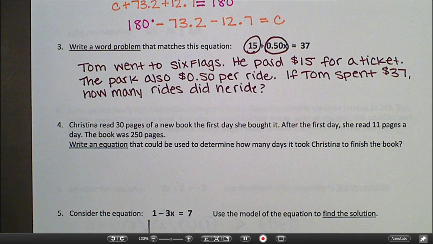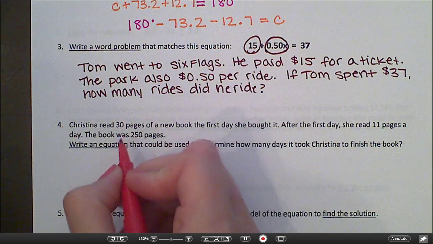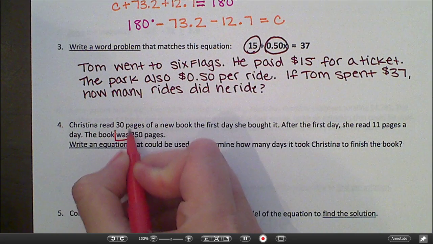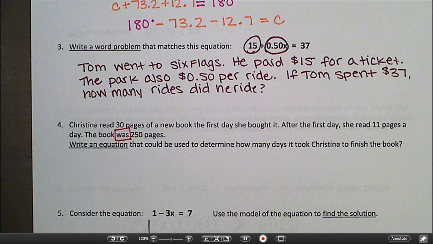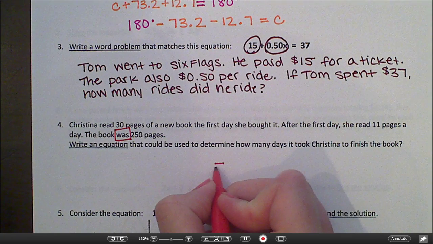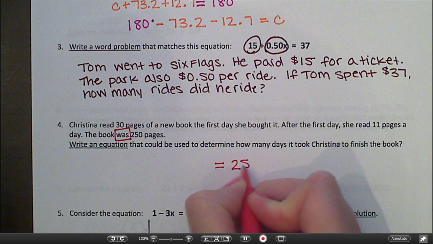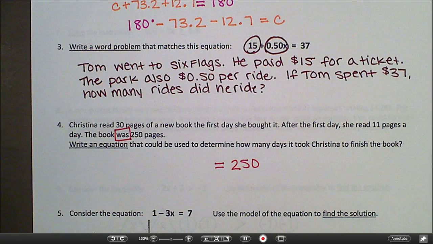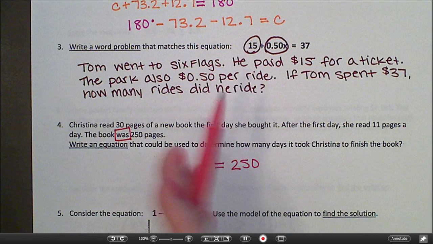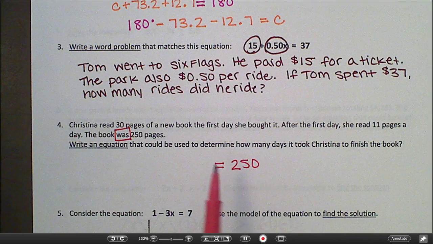So if I'm looking in my journal, which you should have out, at my words to math page, then I know that the word was or is or will be means equals. So I already know that I'm going to have equals 250. And then I'm going to start working from my equal sign out. So I'm going to look at whatever comes next.